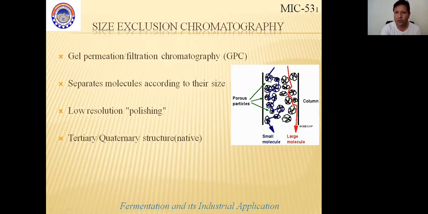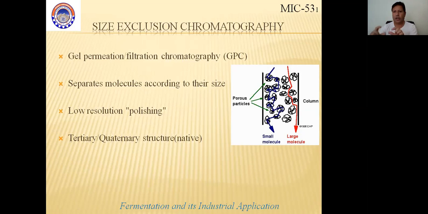The small molecules will go inside of the pores and will travel slowly, because they will be trapped in various places, and large molecules will come fast. So large molecules will come out first, and small molecules will come later. If we know the size of our desired product, we will be able to separate it. Okay, when these are coming out from the column, what will we do?